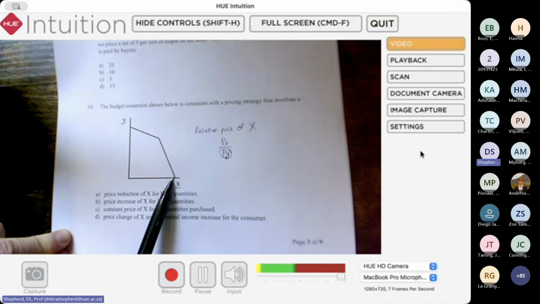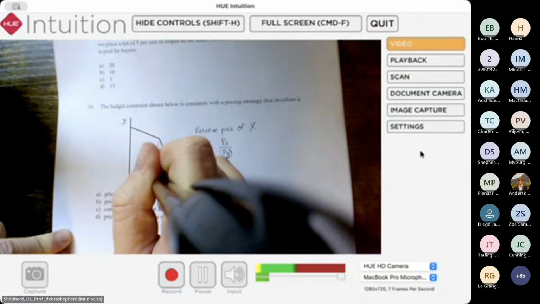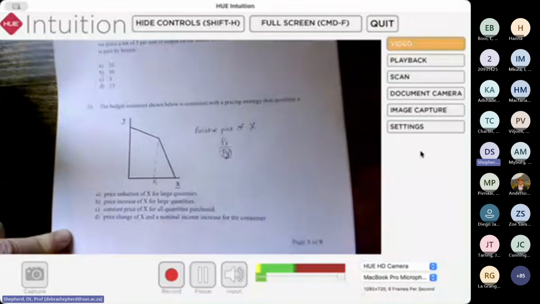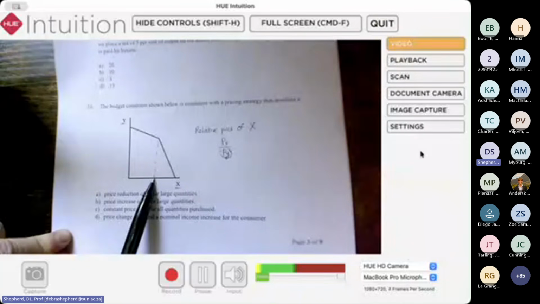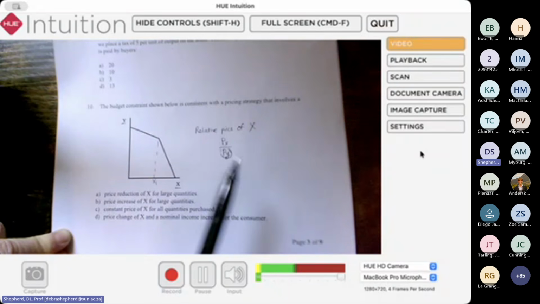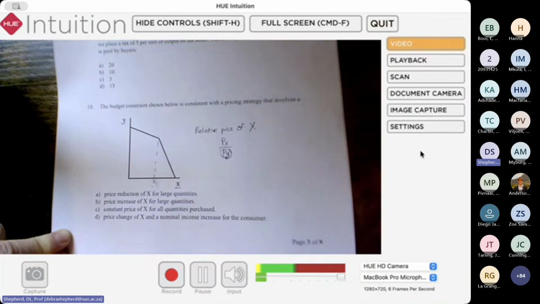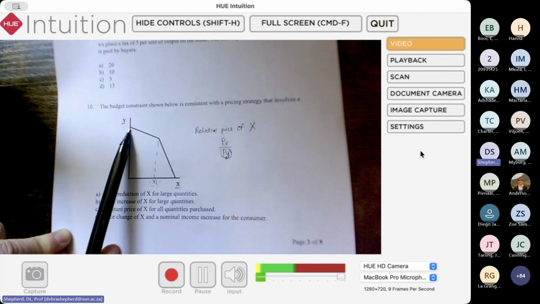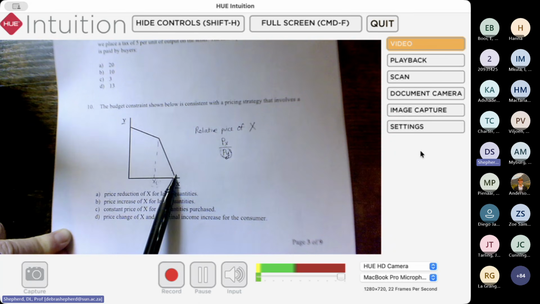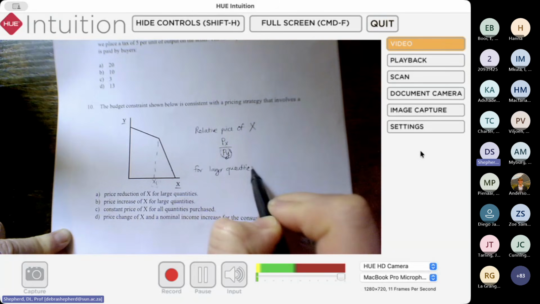So the slope of the budget line up until this amount of X is flatter than the budget line once you consume beyond X1. So holding the price of Y constant, the reason why the budget constraint changes slope is because beyond this consumption of X, the price of X must be increasing. Okay, so the budget constraint could look this way because for larger quantities of X, the price of X increases. Okay, so that is one reason.